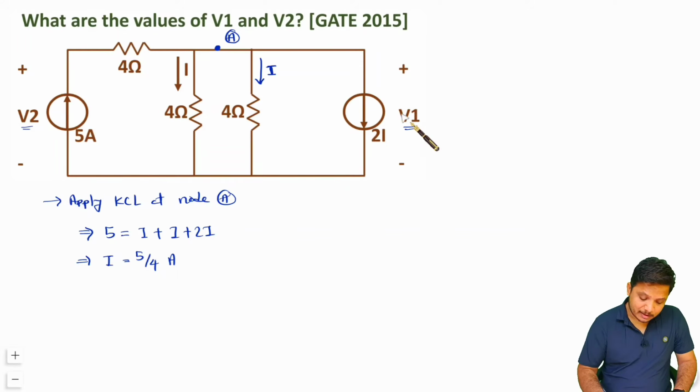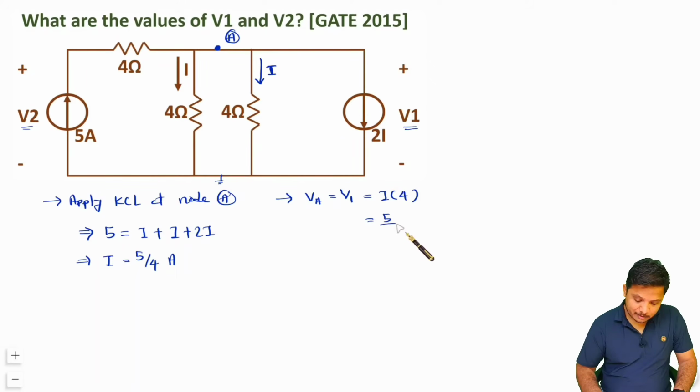Now you see V1, that is the voltage between these two terminals. If I say this is ground, then V1 is the voltage between these two terminals, that is the voltage across the 4 ohm. So I can say that VA is V1 only. And what is VA? That is I into 4, and I that we have calculated is 5 by 4, into 4, this 4 will get cancelled, so V1 will be 5 volts.